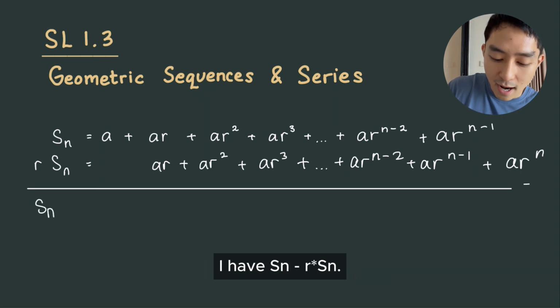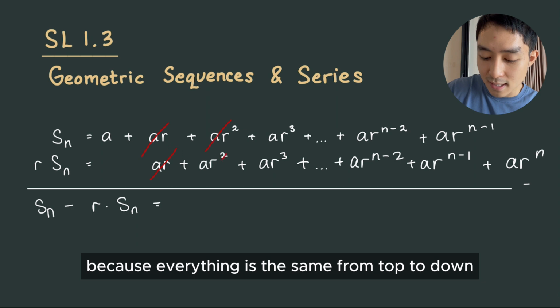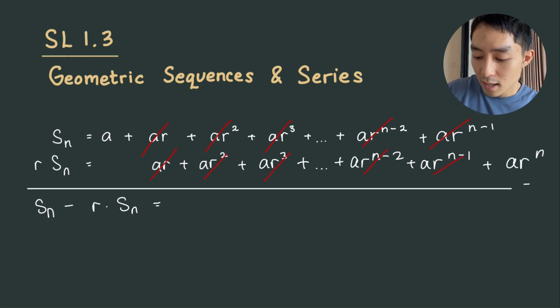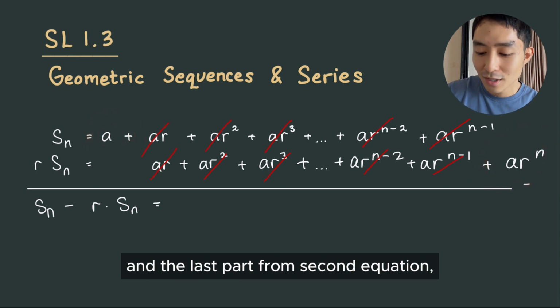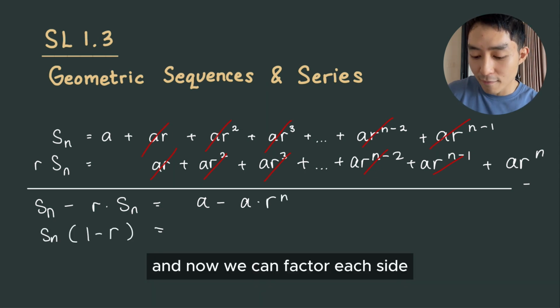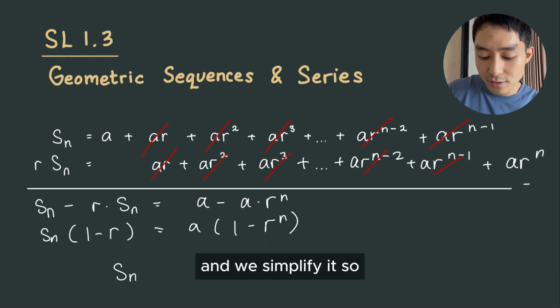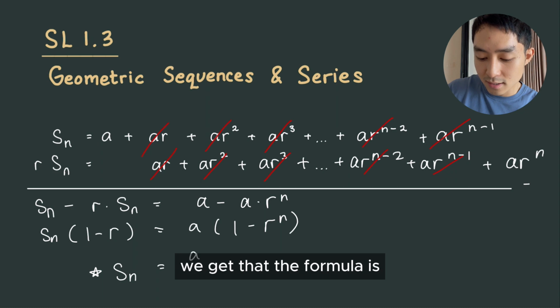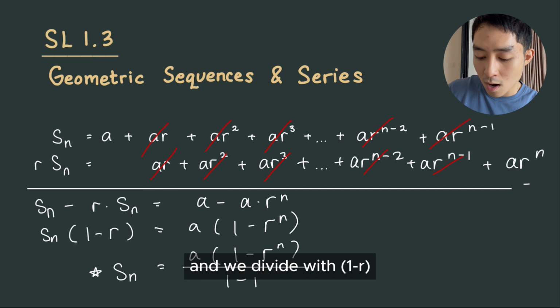So on the left side, I have Sn minus r multiplied by Sn. And then on the right side, everything is the same from top to down, except the first part from the first equation and the last part from the second equation. So I will do a minus a multiplied by r power n. And now we can factor each side and simplify it. So we get that the formula is a multiplied by 1 minus r power n, divided by 1 minus r.